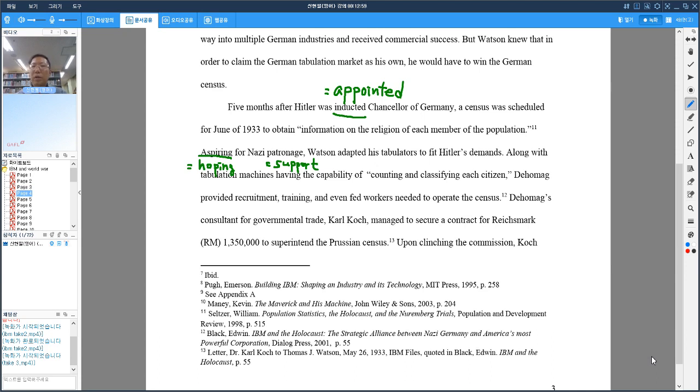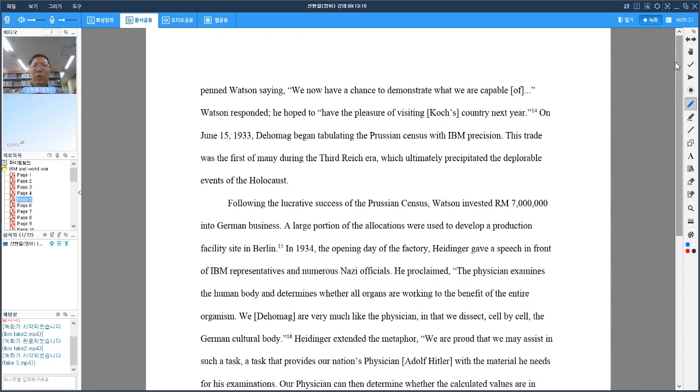And upon clinching the commission, Karl Koch succeeded. So Karl Koch succeeded in winning the commission. Karl Koch made money by making a government contract with Germany. And Koch penned to Watson, saying, "We now have a chance to demonstrate what we are capable of."